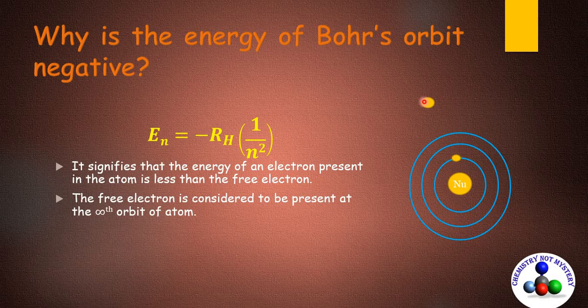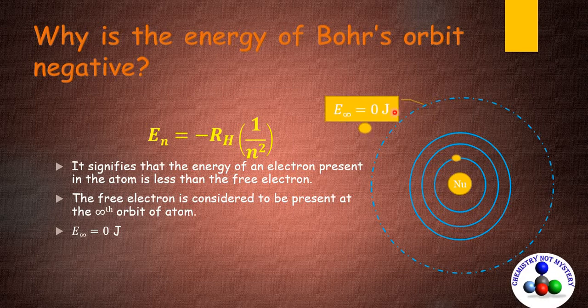The free electron is considered to be present at the infinity orbit of atom. When you put the value of principal quantum number equal to infinity, you will find that the energy of infinite orbit is equal to 0 joule. That's why energy of any orbit n is always less than that of infinite orbit, that is 0. That's why it is always negative.